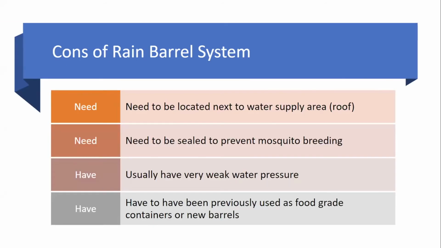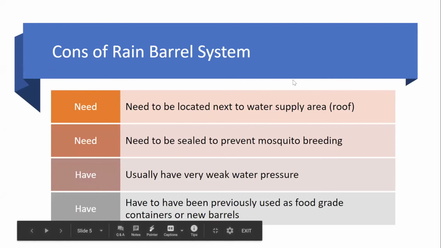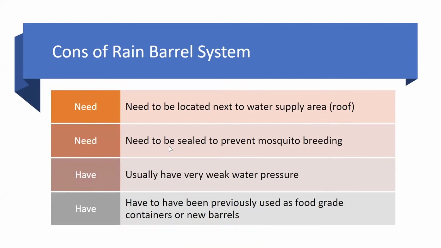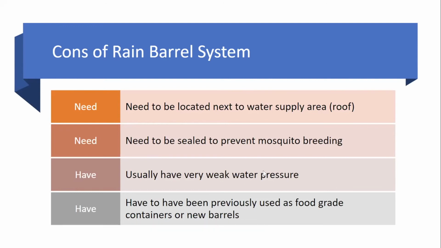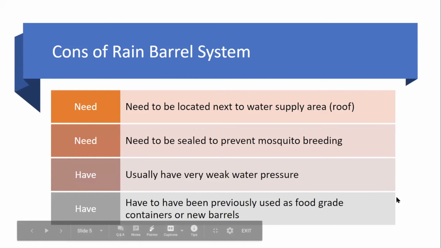Some of the cons: they need to be located next to the water supply area, usually your roof. They need to be sealed to prevent mosquito breeding. We don't want the mosquitoes breeding in there because there's a very large amount of water contained in there. Usually they have very weak water pressure. You turn your water hydrant or water faucet on, you're expecting pretty good pressure to come out of it. If you have recycled rain barrels, you don't have very much pressure. And they have to be previously used as food grade containers, or you have to get new barrels.